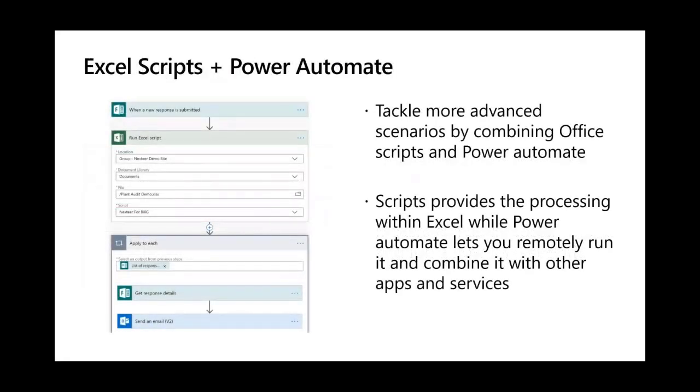And finally, we have more advanced scenarios. This is by combining Office Scripts and Power Automate. The idea here is scripts within Excel provide the ability to do more advanced scenarios, while Power Automate lets you either trigger these remotely or collect information from these scripts remotely and combine them with other apps and services. So for instance, you could run a script within Excel that collects a set of information from a data sheet or multiple sheets and shares it with a Teams chat or a channel and so on and so forth. I will cover demos for each of these scenarios to give you an overview of what Excel plus Power Automate is capable of.